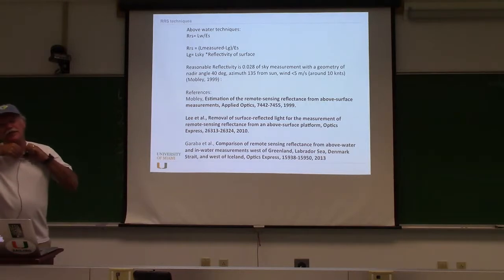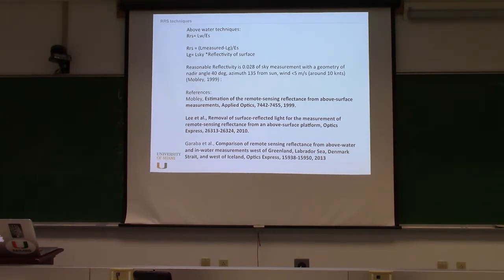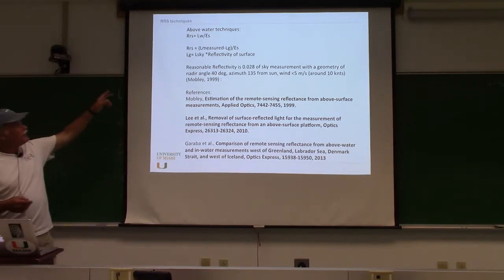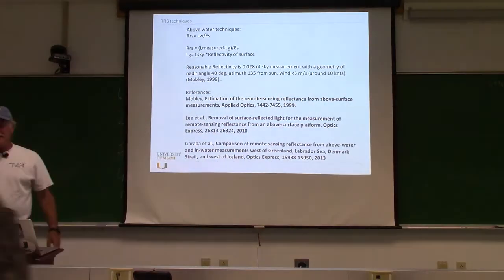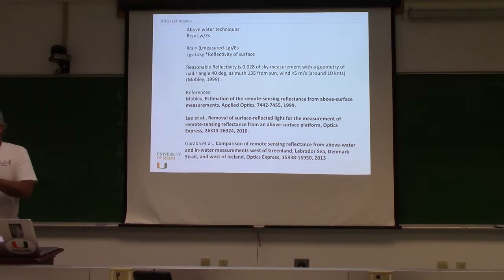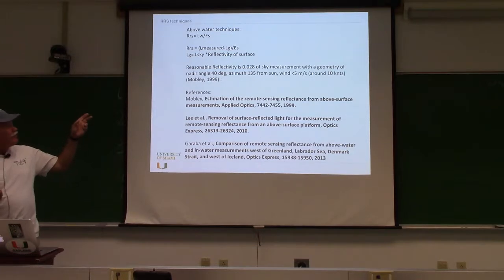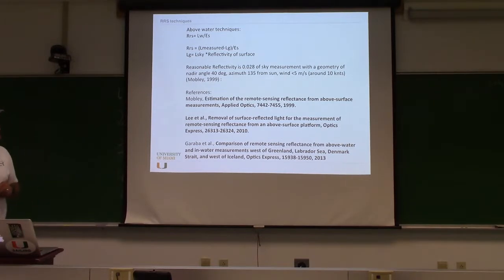So we all did the above-water measurement, and if you remember, just before lunch we talked about the Rrs, the remote sensing reflectance. It is the L_T that you measured from the surface, minus whatever the glitter is, whatever you think is reflected from the surface. That would be the sky radiance from that measurement, times the reflectivity of the surface.